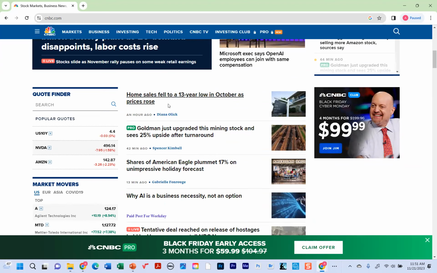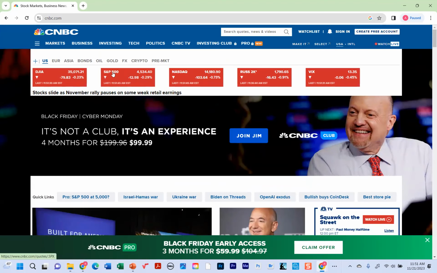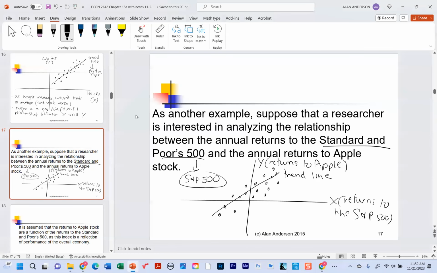This is probably what's going on. Home sales fell to a 13-year low in October as prices rose. That's bad news, no matter what's going on with the holidays. But anyway, that's the S&P 500, and everyone watches it very closely in the markets, and you'll be discussing this in your first finance class next spring.